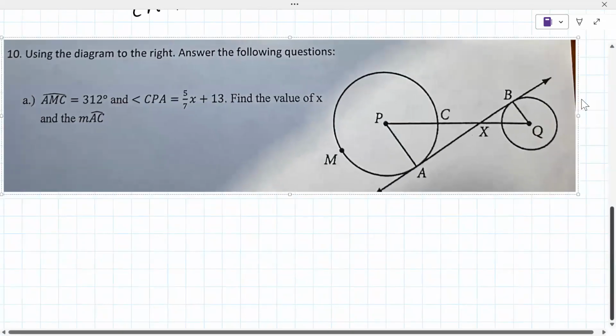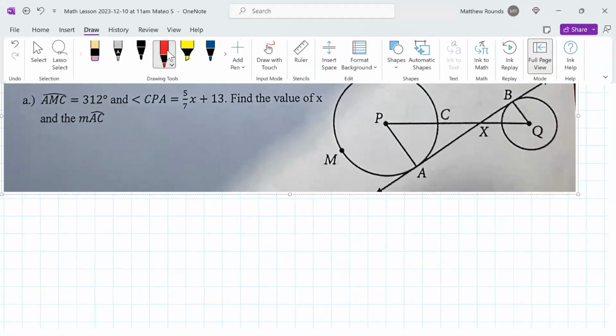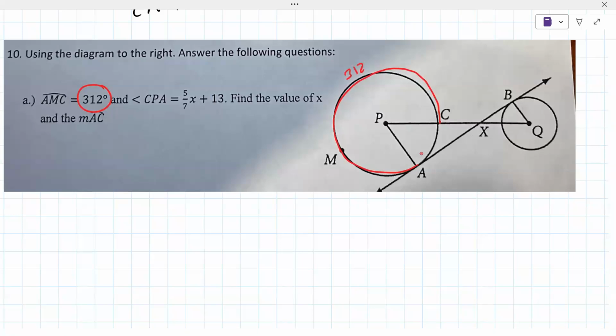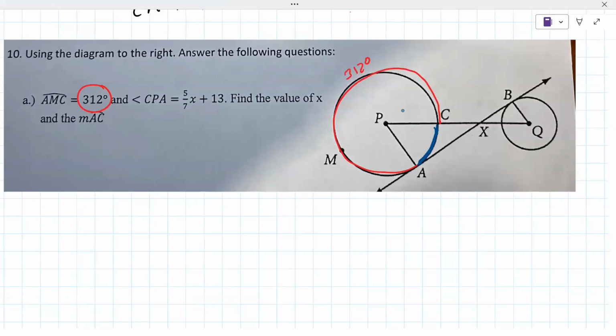I'll find some more like that if you would like. All right. So use the diagram to the right to answer the following questions. AMC, so we'll draw that here. AMC, that's in red here, 312 degrees. What does that mean for C to A? Minor arc C to A. How many degrees is that? 48.